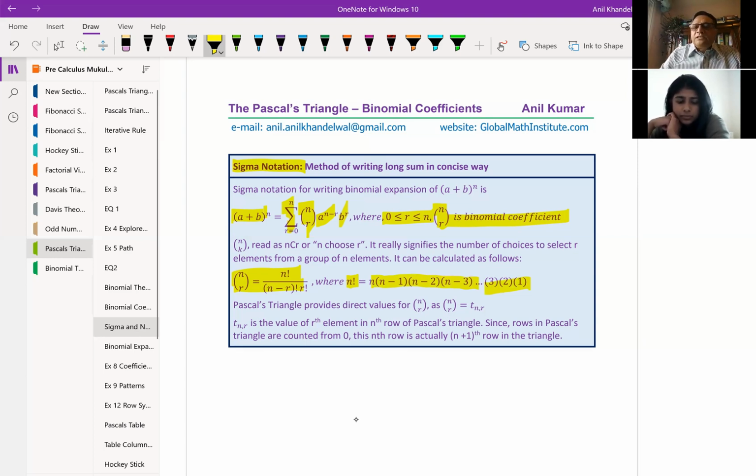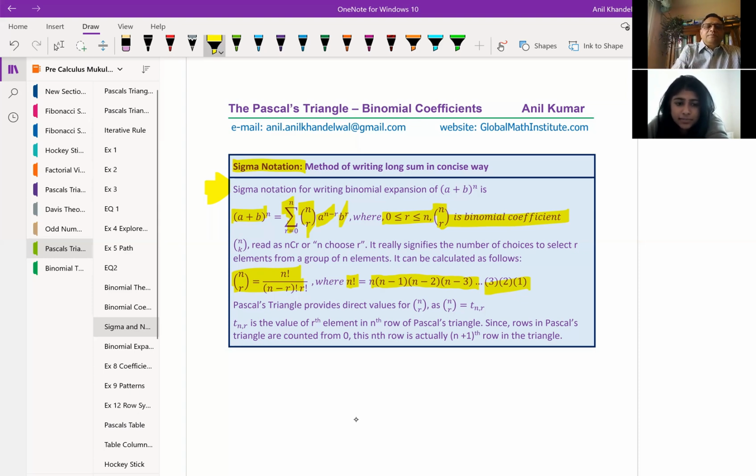So here we have summarized whatever we have learned about so many new terms which will come in this chapter. So, Amy, can you read from here what we have written? Yeah. So sigma notation for writing binomial expansion of (a + b) to the power of n is (a + b)^n equals that sigma notation thing. Then n choose r, a to the power of n minus r times b to the r, where r is in between 0 and n, both being included. And n choose r is the binomial coefficient.